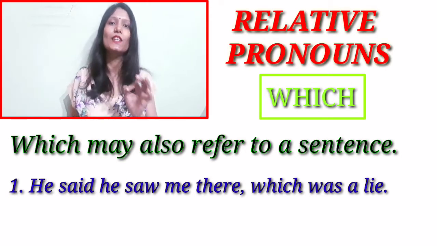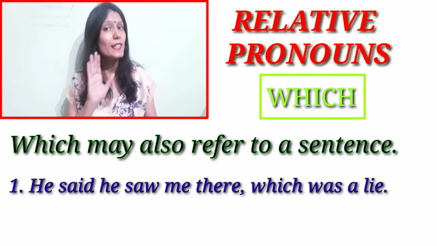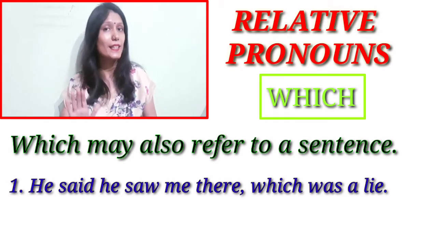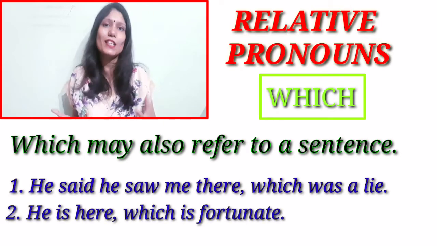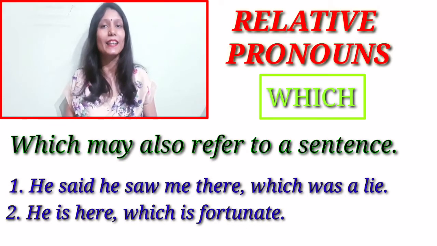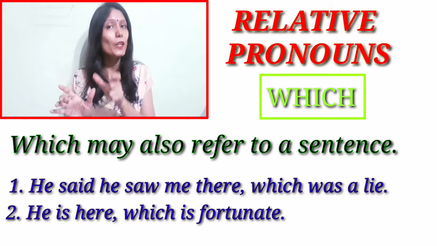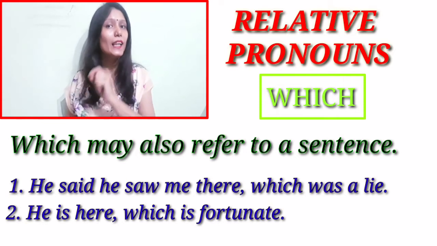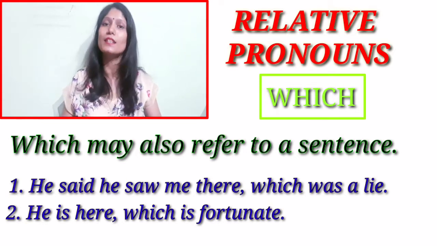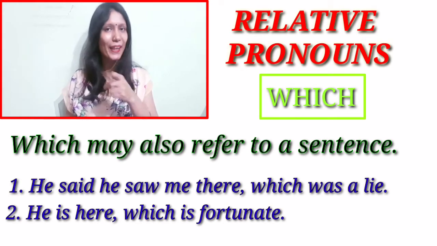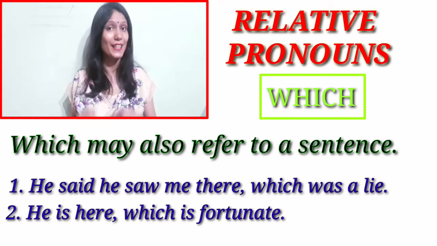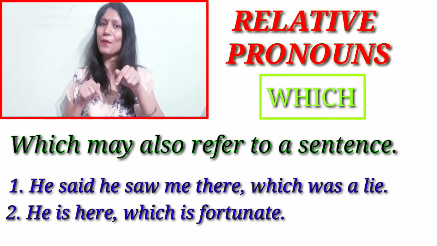He said he saw me there, which is used for the whole sentence. He said he saw me there. One more sentence. He is here, which is fortunate. Again, which is used here for the whole sentence. He is here. So which refers to a sentence also. Now your turn to make a sentence using which as a relative pronoun and write in comment box.